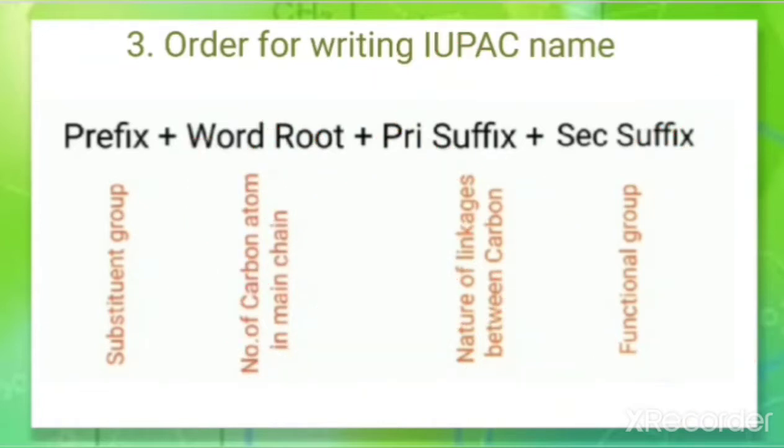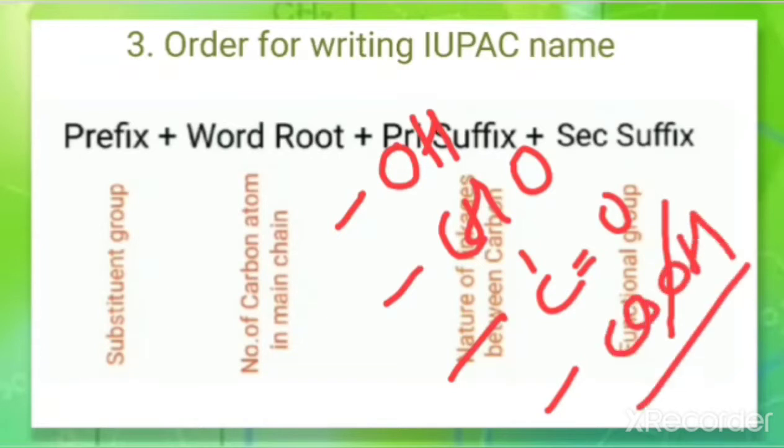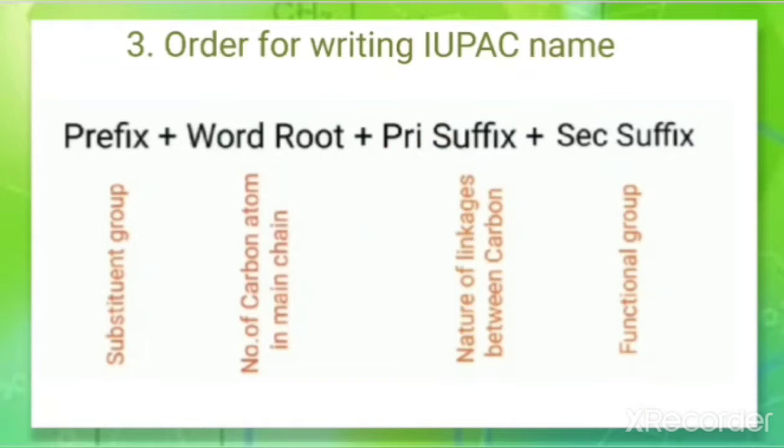Next term is the secondary suffix. Secondary suffix represents the functional group, like the alcohol group, aldehyde group, ketone group, and even the acid group COOH. All these functional groups use some suffix for representing that molecule. Now let us see what suffixes will be used. That will be discussed much more when we discuss the rules of writing the IUPAC name having a functional group, so that will be discussed later on.